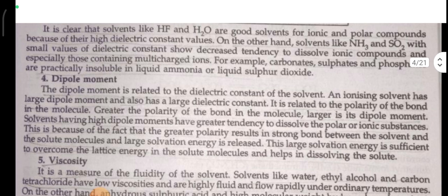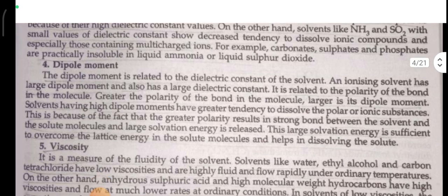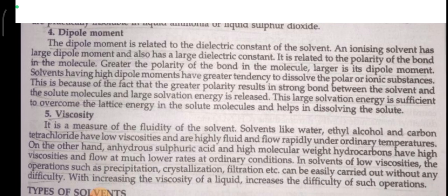This is because greater polarity results in a strong bond between the solvent and the solute molecules, and larger solvation energy is released. This large solvation energy is sufficient to overcome the lattice energy in the solute and helps in dissolving the solute.